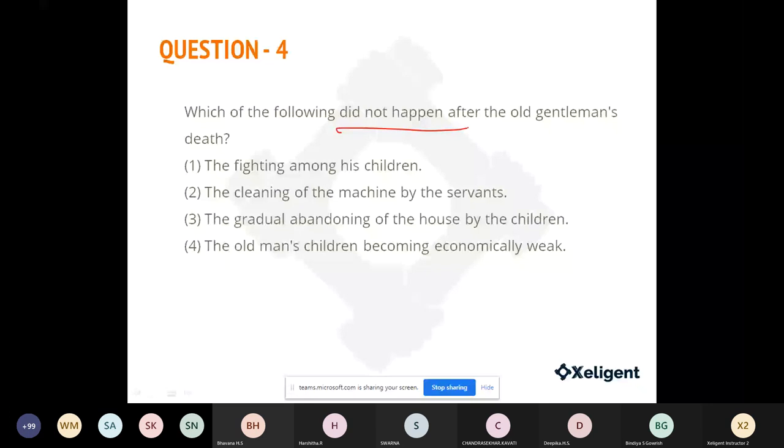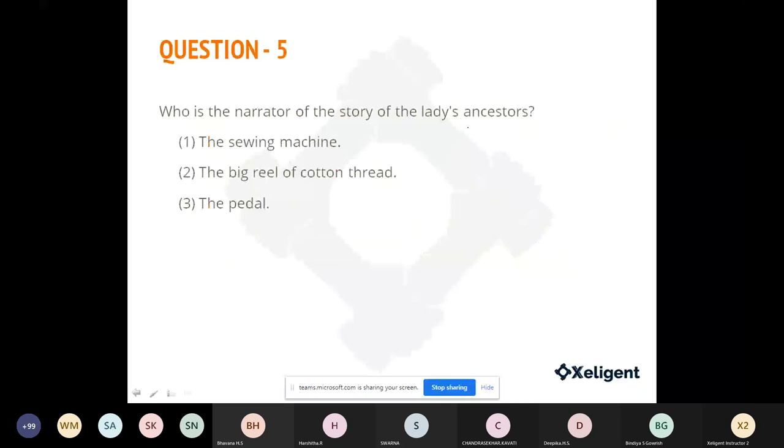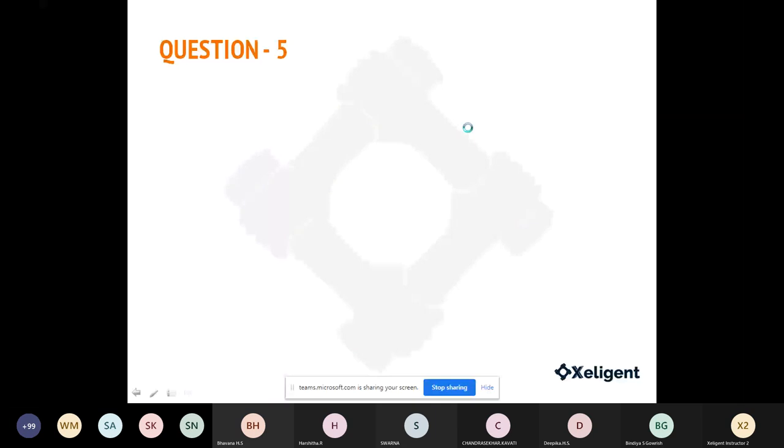Last question. Who is the narrator of the story of the lady's ancestors? So we were speaking about the story. Actually, the story speaks a lot about the lady's ancestors and who is actually narrating the story. Okay, all of you have given two as the answer, but I suggest you read it again. Two is not the answer.